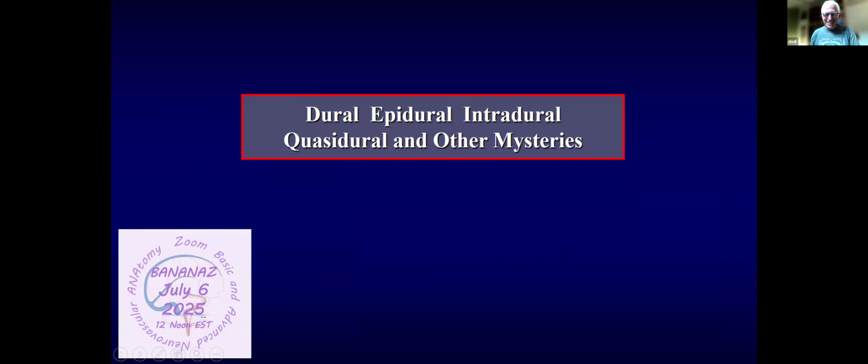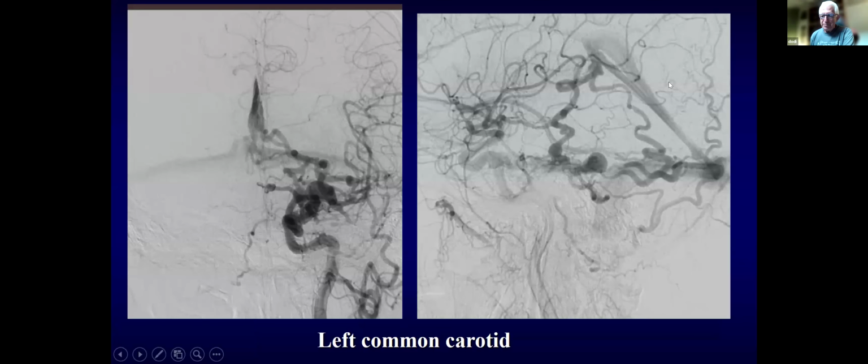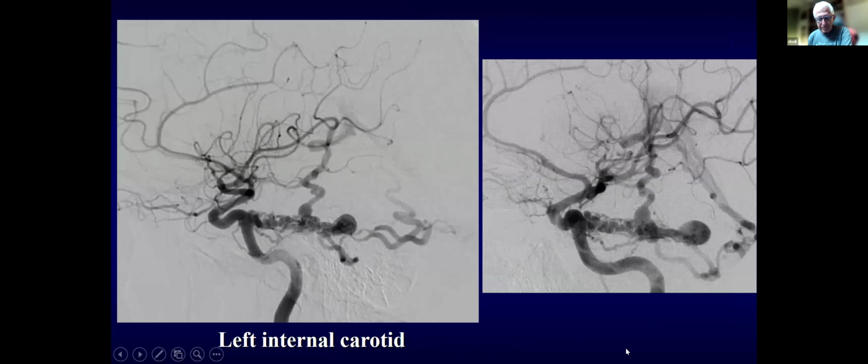Okay. So, dural, epidural, intradural, quasi-dural, and other mysteries. What are we talking about? We're talking about this. I'm sorry I don't have the clinical history, but it doesn't really matter. This is a dural AV fistula, the usual left common carotid, petrous bone dural AV fistula. This is a left common carotid injection, and the left internal carotid injection.